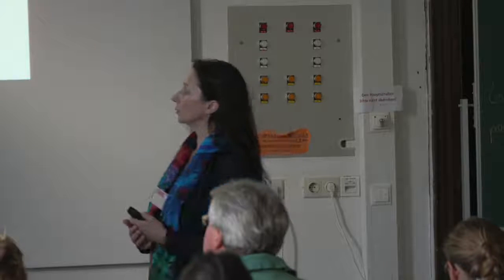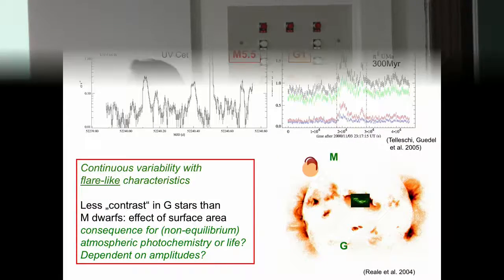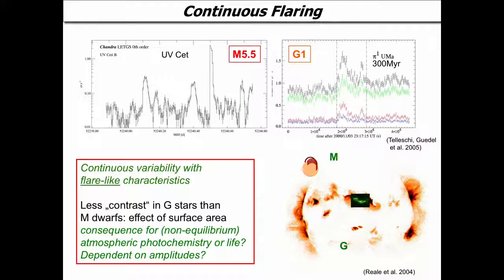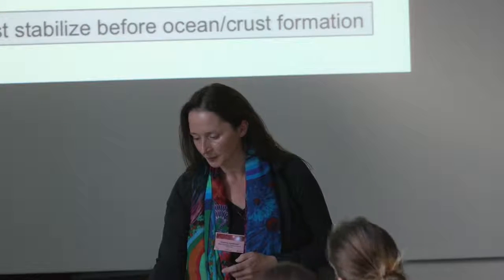That might have an important consequence for atmospheric photochemistry or life on planets around these stars. So this different relation in flare signatures might be important if we compare solar type stars and M-dwarfs habitability. We should take that into account.